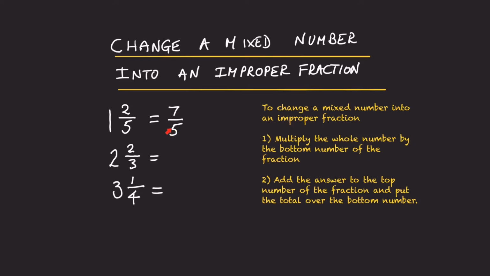But the quickest way of doing it is usually to follow these 2 steps, which is to multiply the whole number by the bottom number of the fraction. If I multiply 1 by 5, that gives me 5. And then I add the top number of the fraction. So I multiply 1 by 5, get 5, add the 2, that gives me 7, and I put that 7 on the top. The 5 is exactly the same on the bottom as it is in the fractional part of the mixed number.